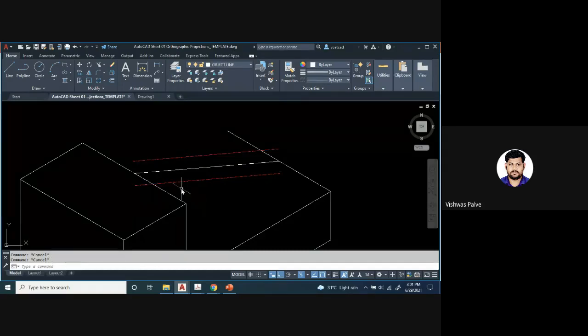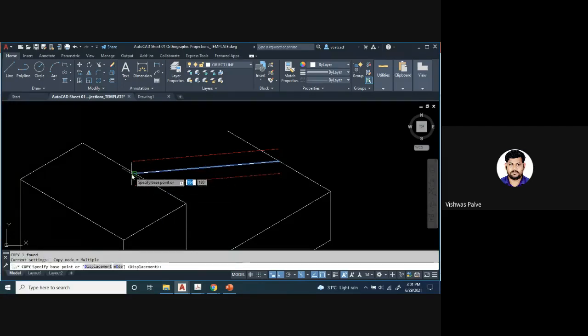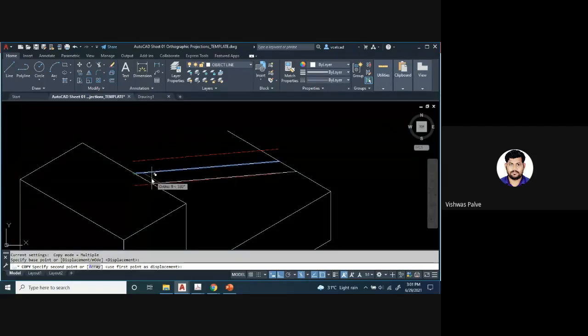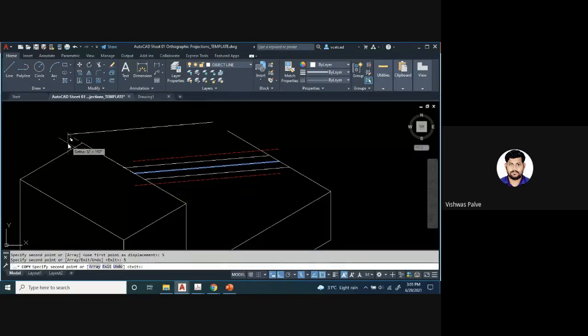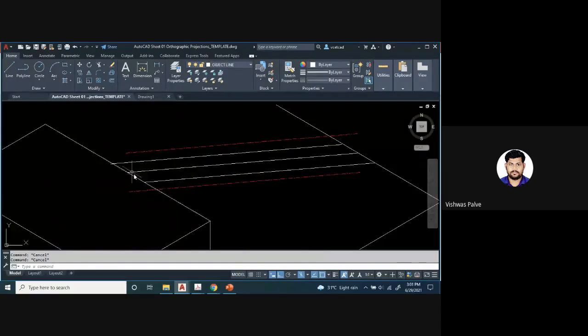Okay, I'll keep this line as a center line. Now how exactly to draw it? Use the copy command, CO enter, select this point, and shift it by a distance of 5 millimeter, on the right side. Done. So with the help of copy, the red line was the offset.